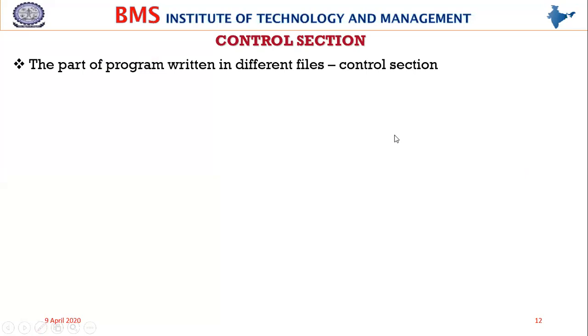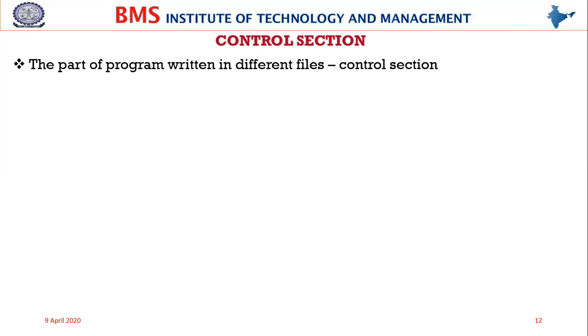Next, we have something called control section. Majority of the times they may ask you the difference between program blocks and control sections. Program blocks logically partition the program within the same source file into different blocks. That is done by using the assembler directive USE. Control sections are the parts of the program written in separate source files. Please understand, the part of the program written in a different file is called a control section.